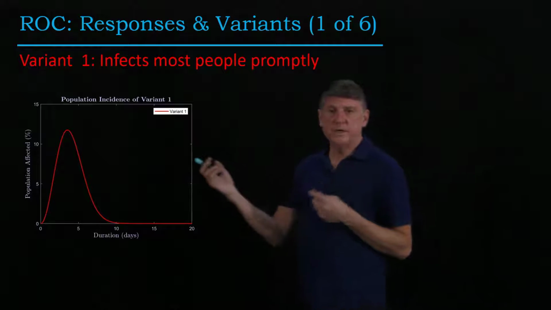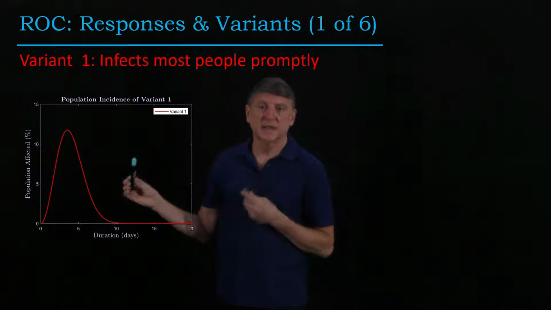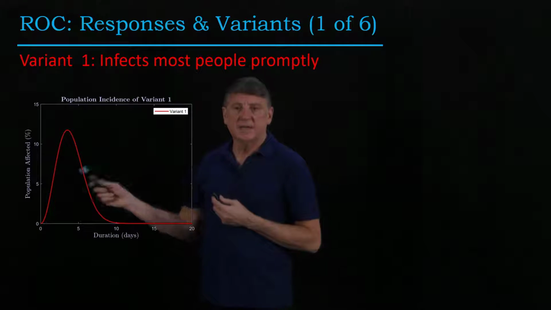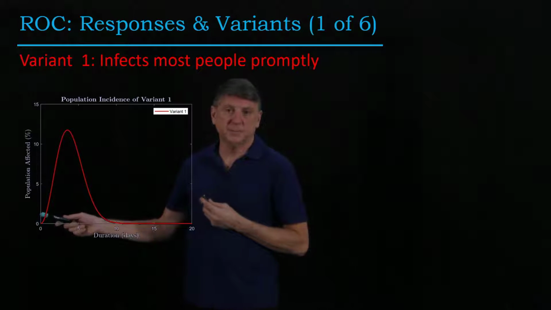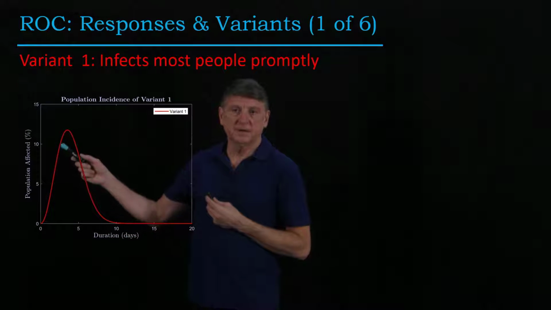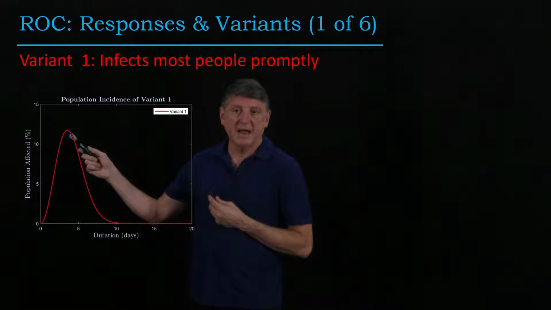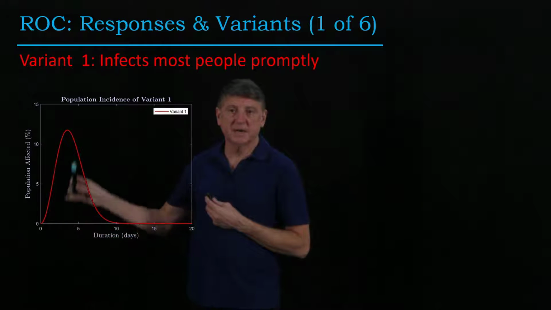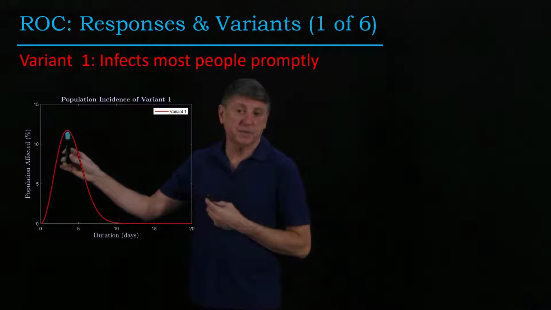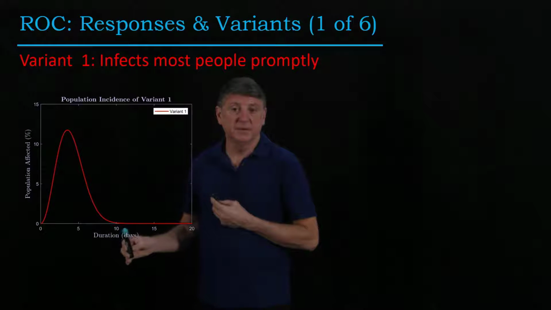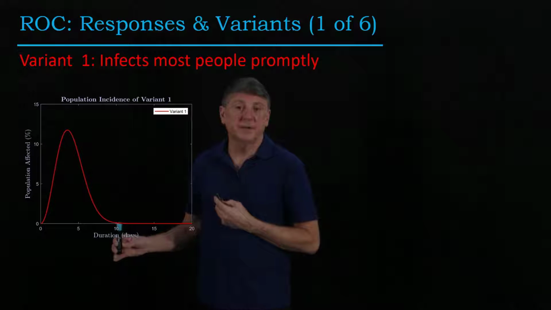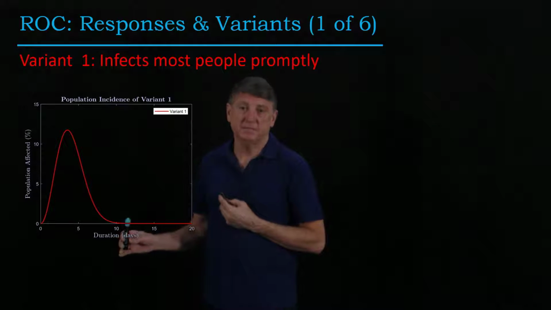So suppose that we know from studying this laboratory test in a population that what we see is that it promptly infects people. That is, this is the percentage of the affected population over the number of days. So by the time 4 days have passed, that's the peak of the infection for most people. And by the time we've reached 10, everybody who's going to get infected has been infected.